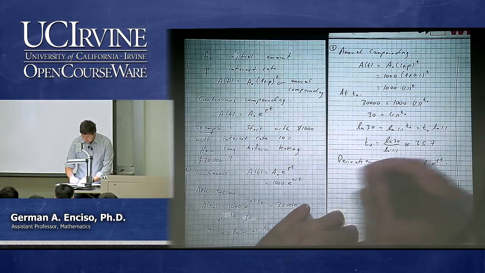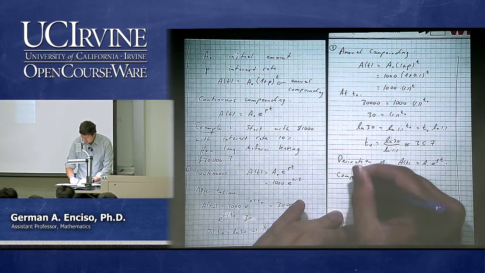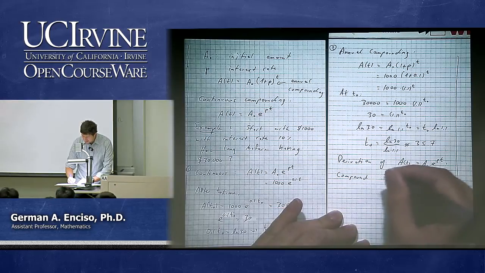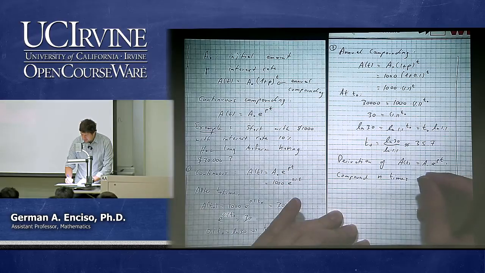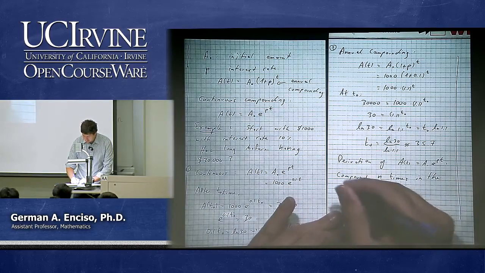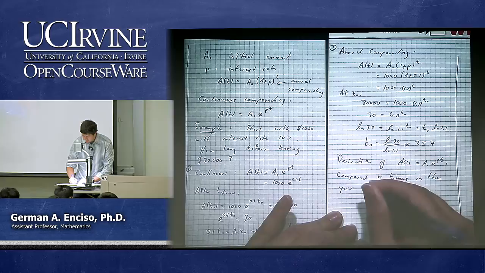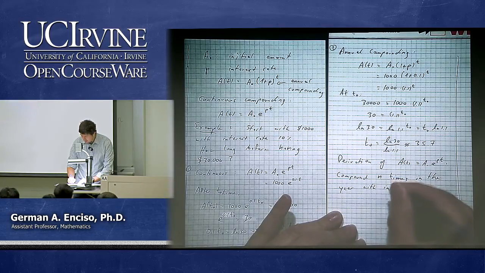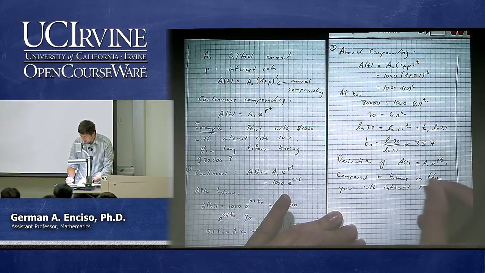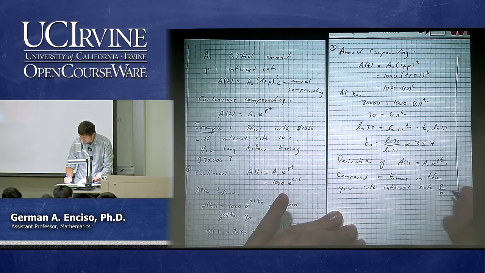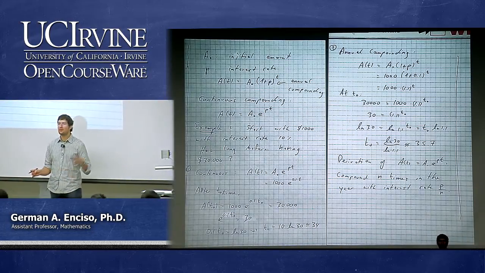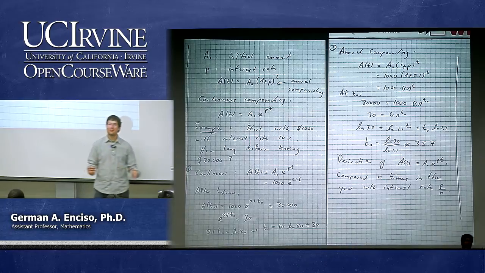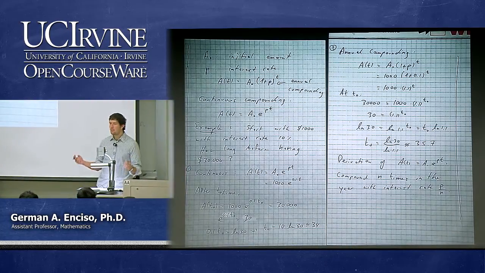So, compound n times in the year with interest rate P over n. That's the idea: instead of compounding once a year with interest rate P, compound n times a year with interest rate P over n.